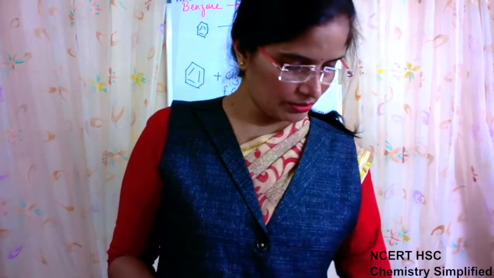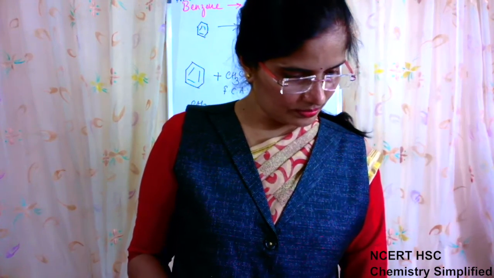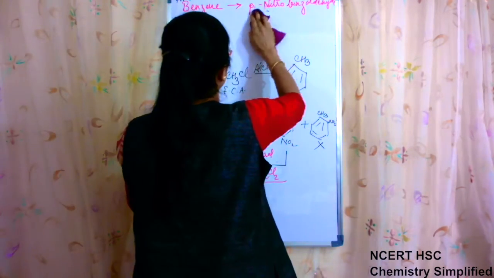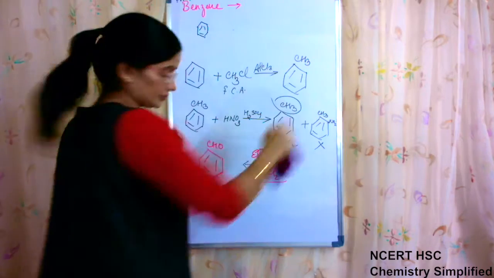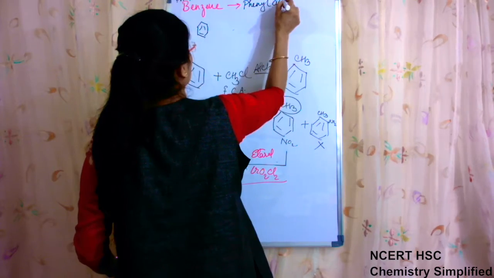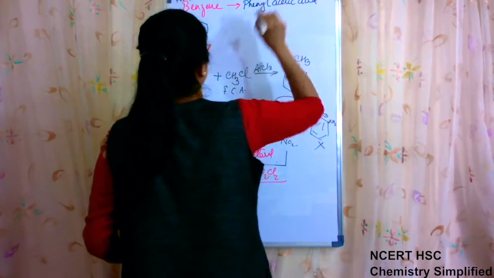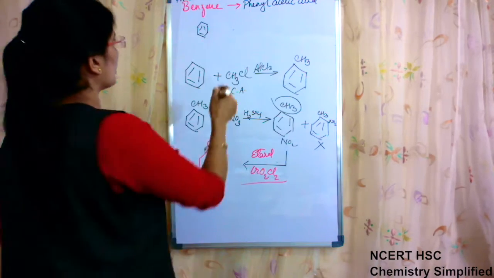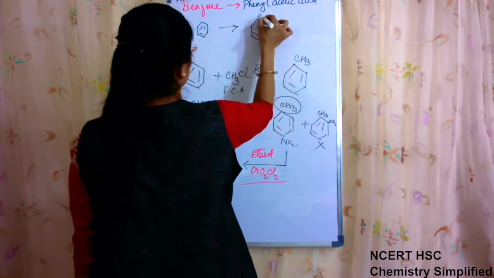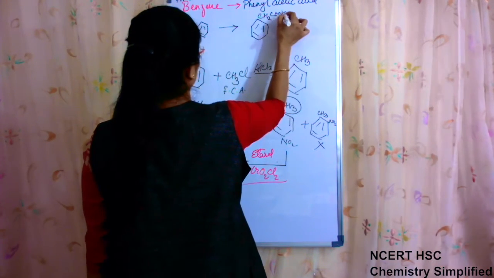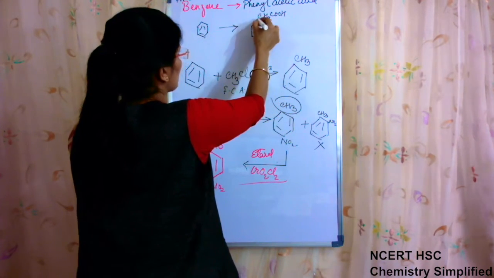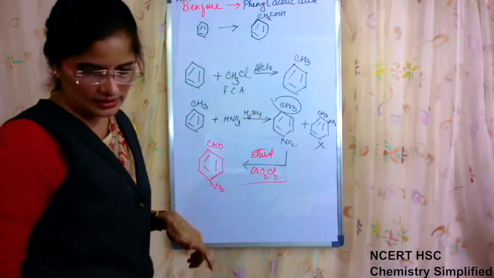Then one last conversion: benzene to phenyl acetic acid. First we will write the formula. See, this is acetic acid, CH3COOH. If one H is replaced by a benzene ring, then it will be known as phenyl acetic acid.